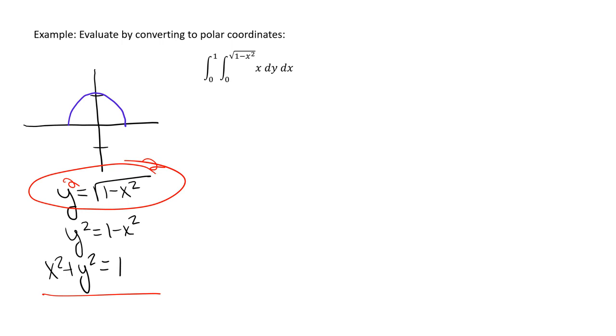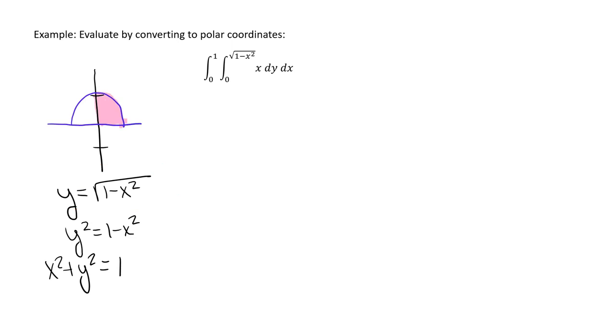Okay, so the first set of bounds is telling me the y values start at 0 and stop at the top half of this circle. The second set of bounds, the bounds for the x, the 0 and the 1, are telling me my x values start at 0 and stop at 1. And so technically we are just looking at the portion of this circle that's in quadrant 1. So I have drawn or shaded in the region that I'm integrating over.